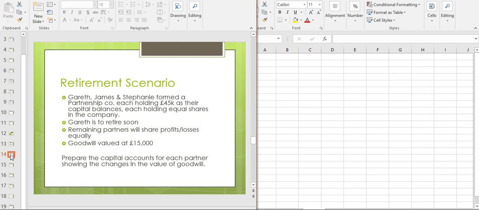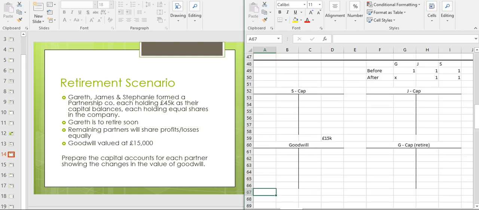Okay, let's have a look at an example. Okay, so we have 3 partners, Gareth, James, and Stephanie. I'm just going to switch tabs. I've done a bit of a format for you. Okay, so we have 3 partners, Gareth, James, and Stephanie, GJS up there. They all hold 45,000 as their capital balances. I'll put that in a moment, and they all hold equal shares in the company. Gareth is retiring. Okay, so we have Gareth, James, and Stephanie. They all have an equal share, 1-to-1-to-1, or 33% each, however you want to do that.